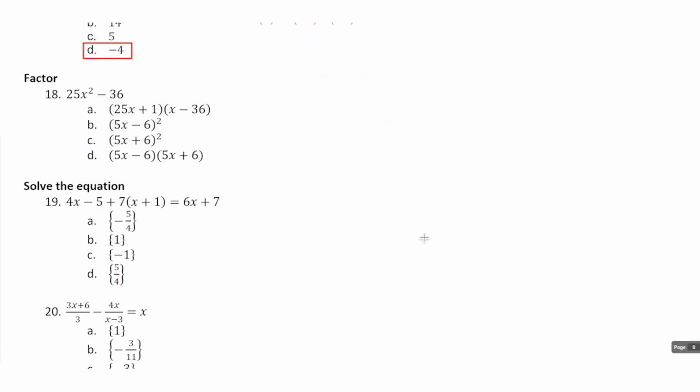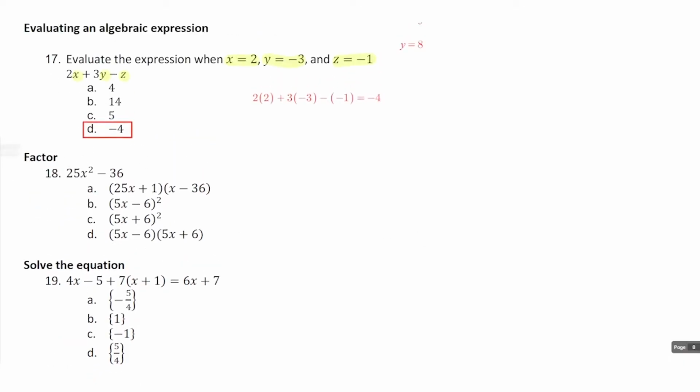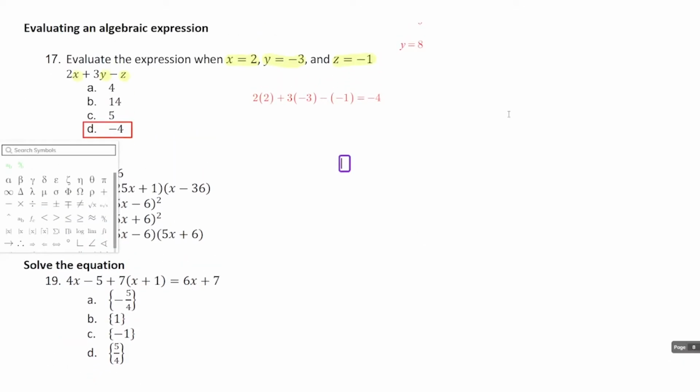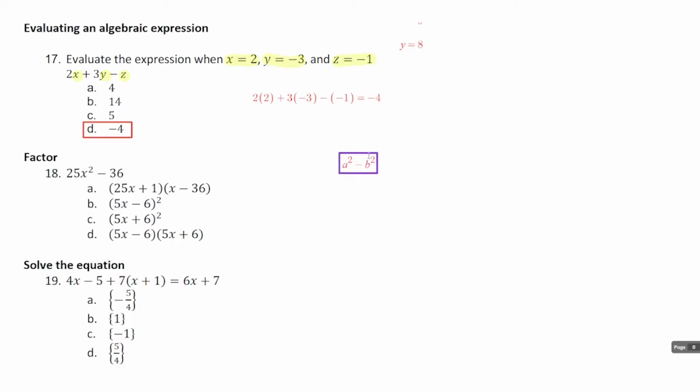Number 18 asks us to factor this difference of two squares. The format for doing this is if you've got something like a squared minus b squared. So just like I said, exactly a difference between two squares, we can factor that out as a plus b times a minus b. So if we've got something like number 18, which is 25x squared minus 36, we can write that as 5x plus 6 times 5x minus 6. That's basically our answer. Oops, that's a b, not a 6.